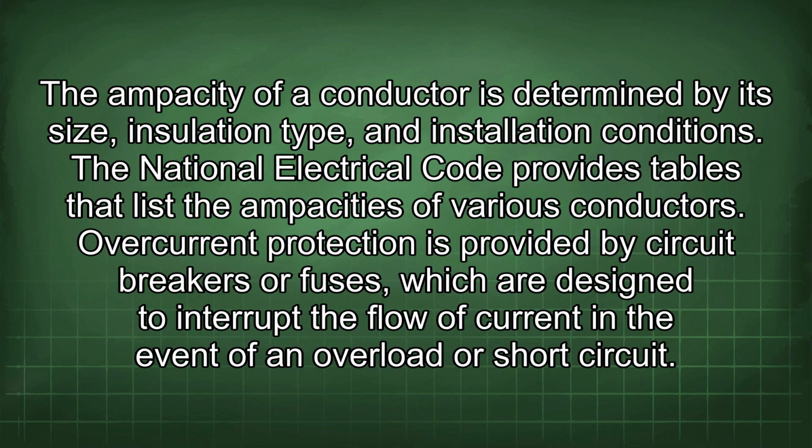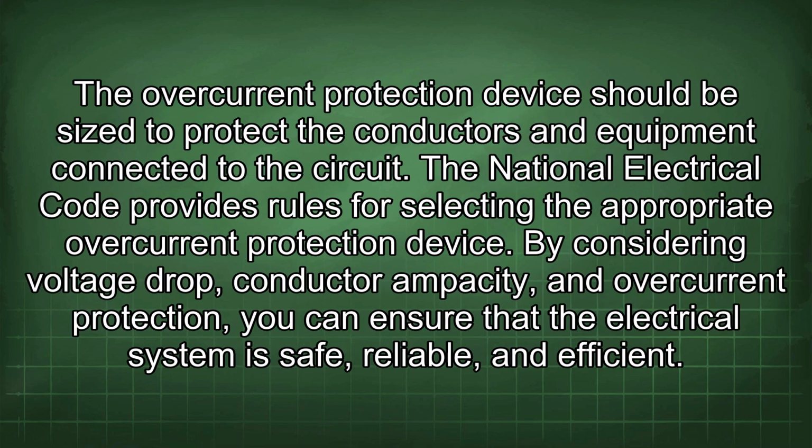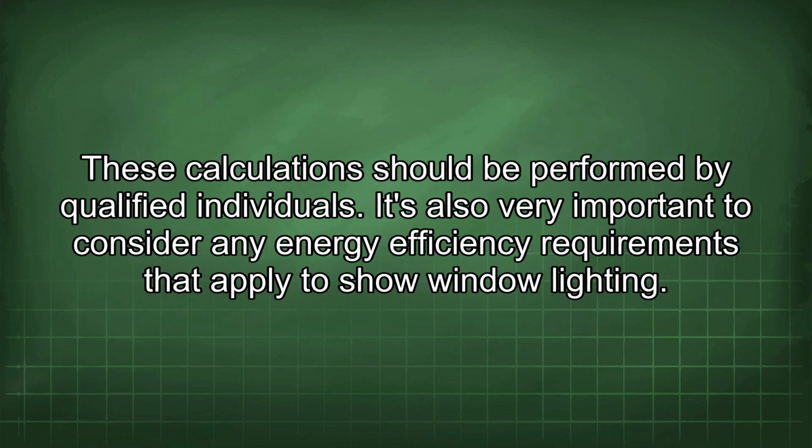Overcurrent protection is provided by circuit breakers or fuses, which are designed to interrupt the flow of current in the event of an overload or short circuit. The overcurrent protection device should be sized to protect the conductors and equipment connected to the circuit. The National Electrical Code provides rules for selecting the appropriate overcurrent protection device. By considering voltage drop, conductor ampacity, and overcurrent protection, you can ensure that the electrical system is safe, reliable, and efficient. These calculations should be performed by qualified individuals.